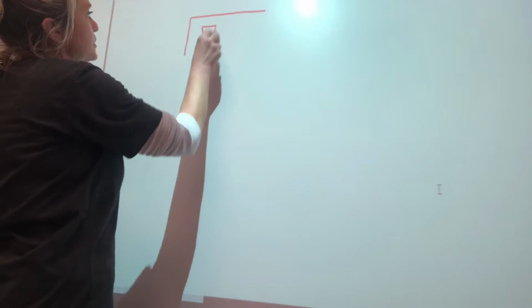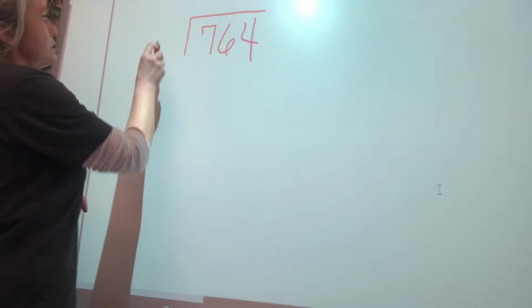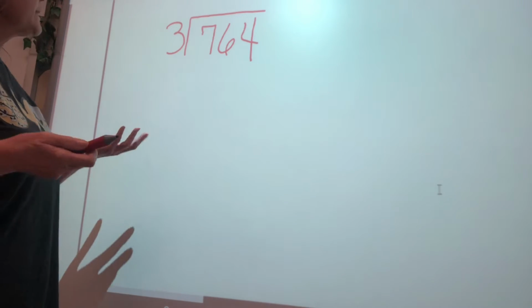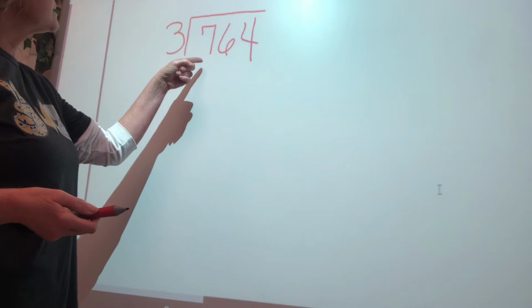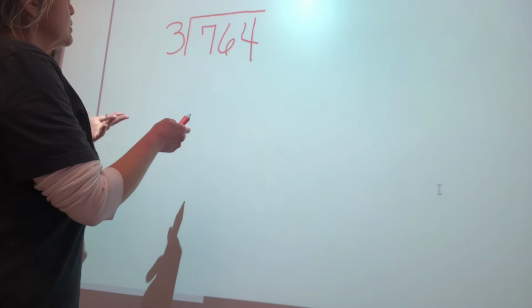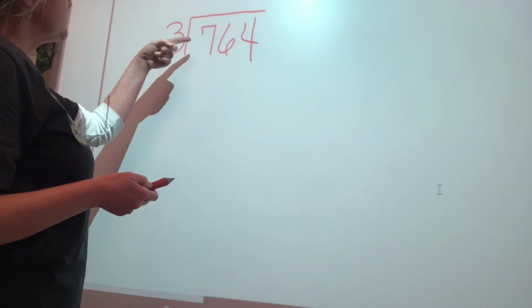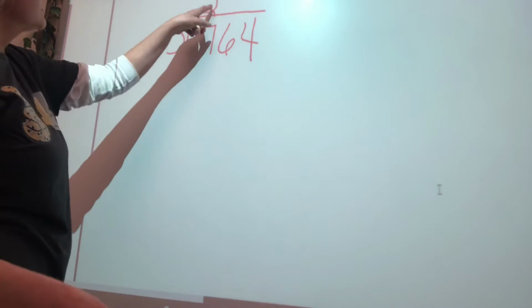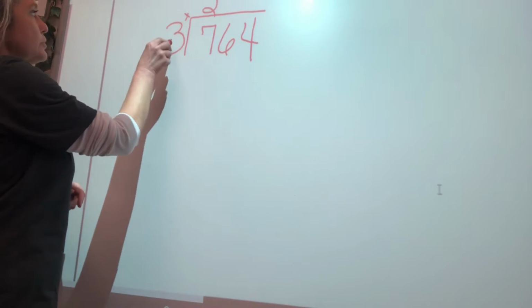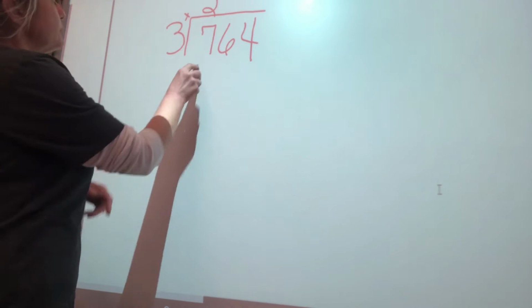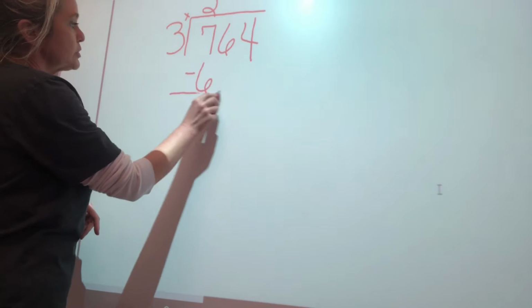If I gave you 764 divided by 3. We know that the first thing we do is say, okay, how many times will 3 go into 7? Just the 7. Well, I know my multiplication facts, so I know that 3 times 3 would be 9, so that doesn't work. So let's try 2. Okay, so we have 2 times 3, because we know that multiplication and division are related. So 2 times 3 would give me 6, and then we subtract.